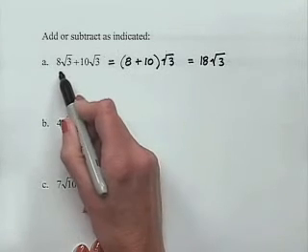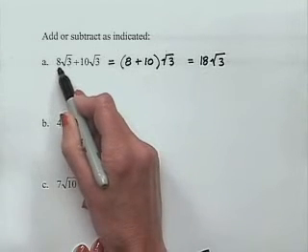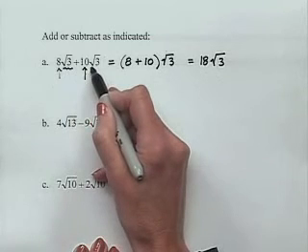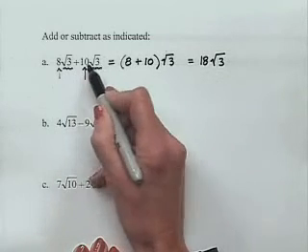Another way to consider it is to realize that we have 8 of these expressions, this type of expression, 10 of that same type of expression, and 8 plus 10 is 18.